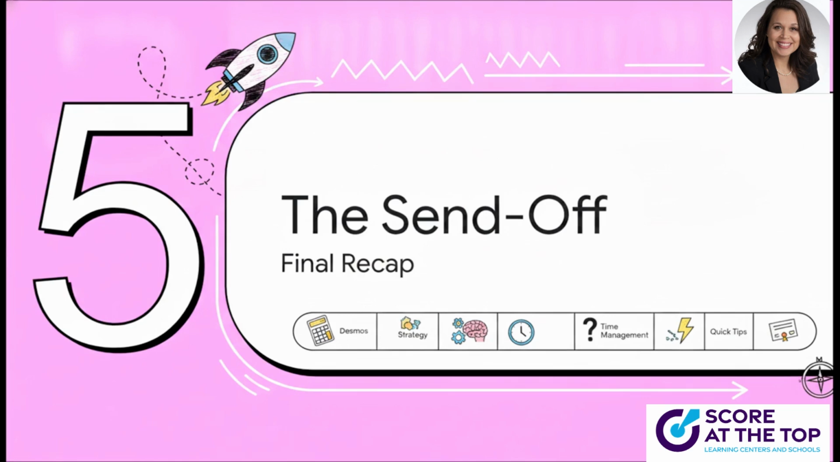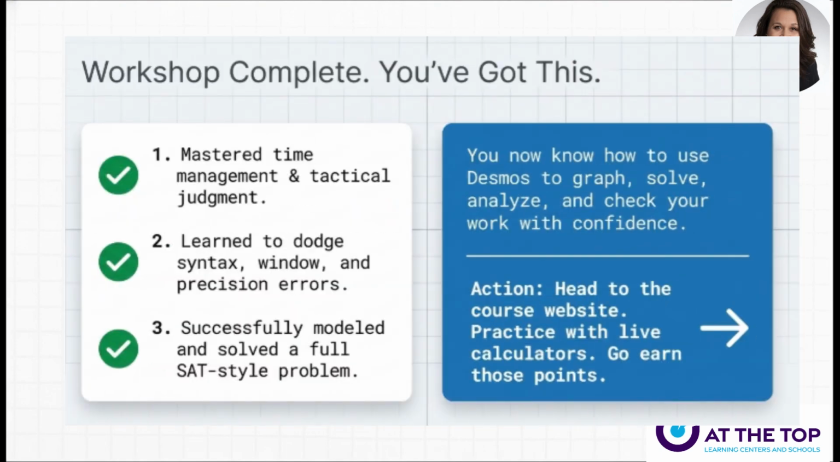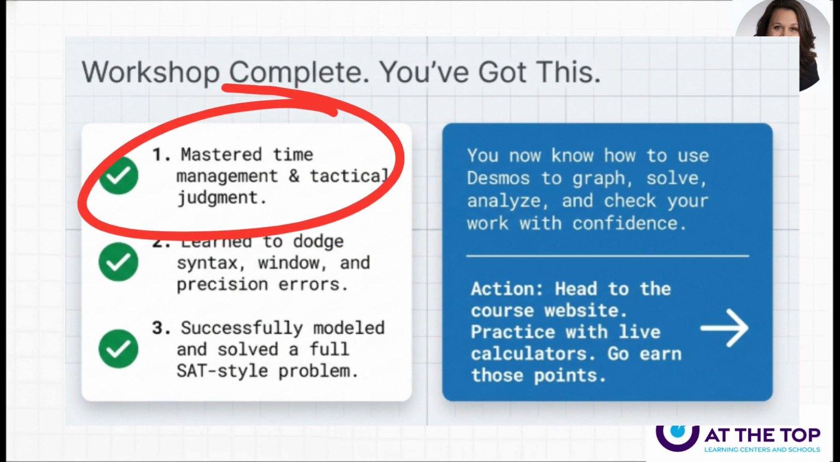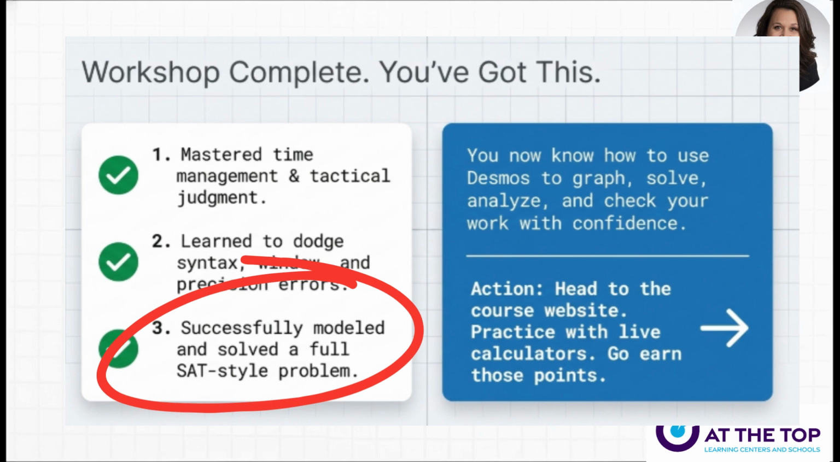Let's do a quick final recap. Take a quick second to look back at the incredible journey we've been on throughout this entire 6-part explainer series. You have mastered crucial time management techniques. You've honed your situational judgment so you know exactly when Desmos adds value and when mental math wins out. You've learned how to dodge those common syntax and logic traps that catch so many students off guard. And you just conquered a full SAT-style problem from graph to final answer. You have built a seriously solid toolkit.